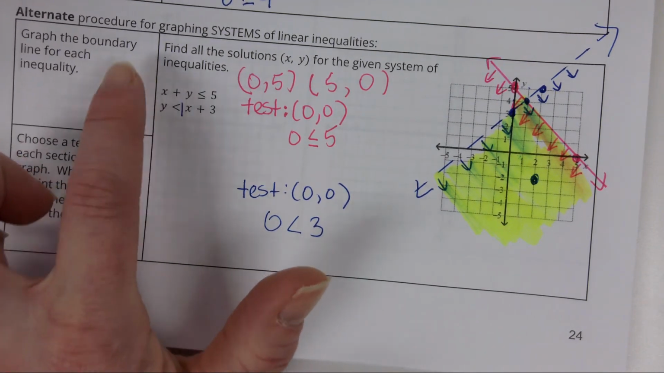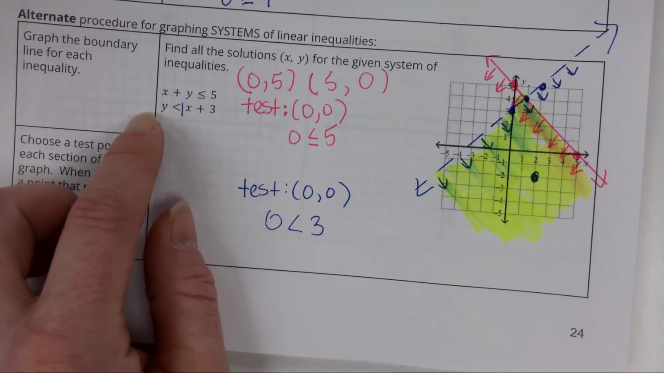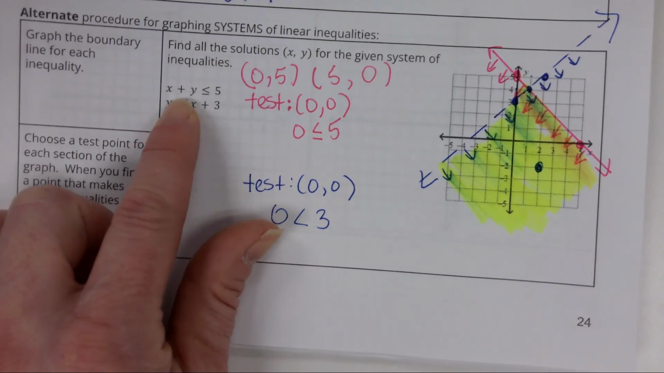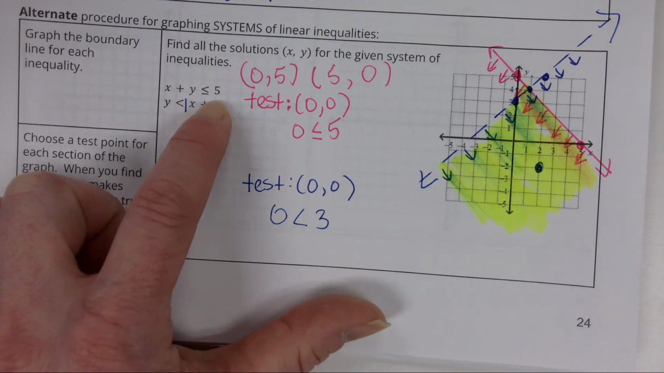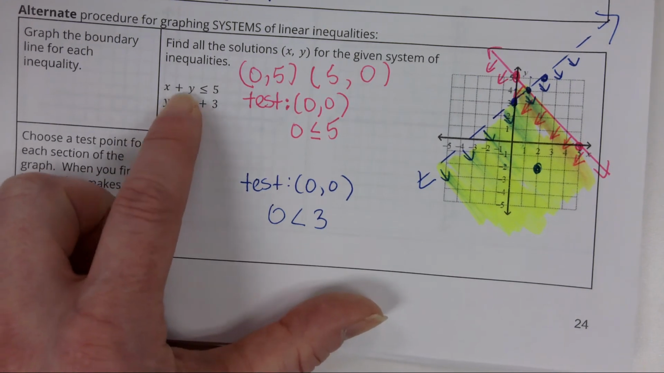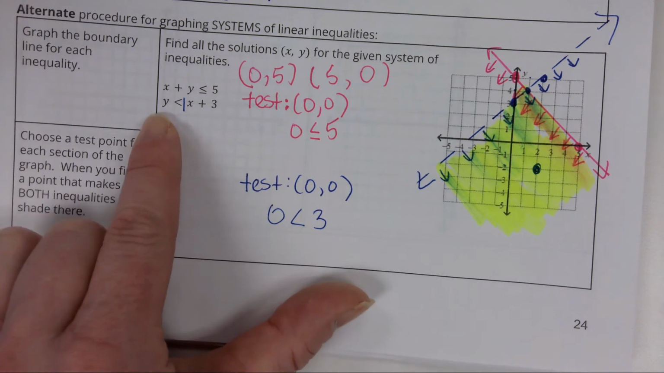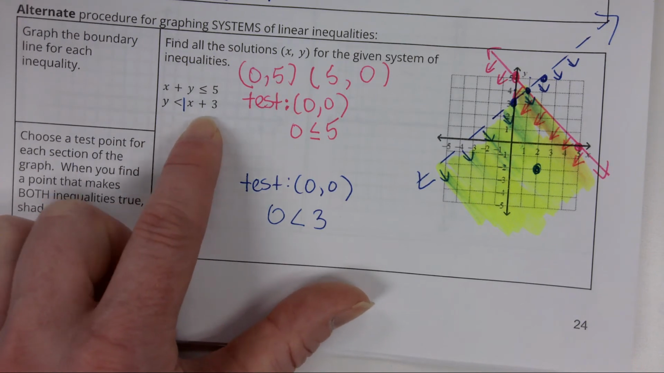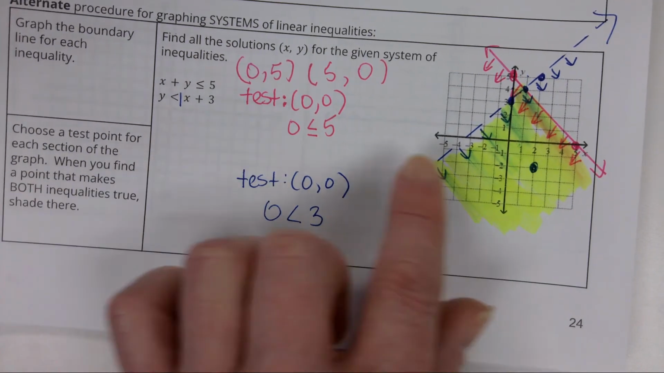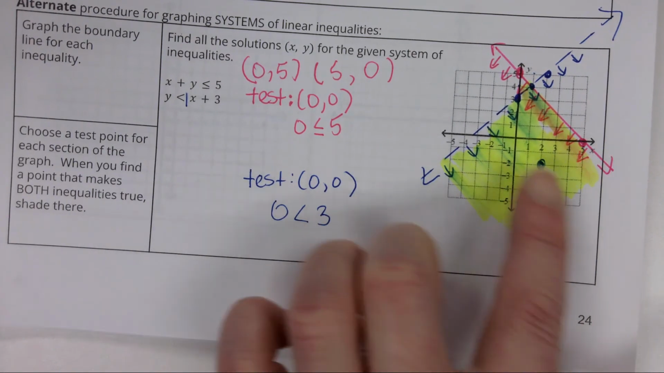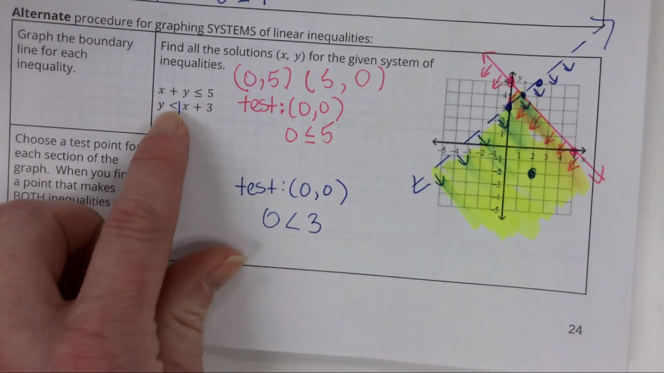They would make both true. Like, what's 2 plus negative 2? That's 0, sorry. But -2 is still less than or equal to 5. If you put -2 is less than 2 plus 3, that's also true. So even though we tested (0, 0), any of the points in the solution region would make both true.